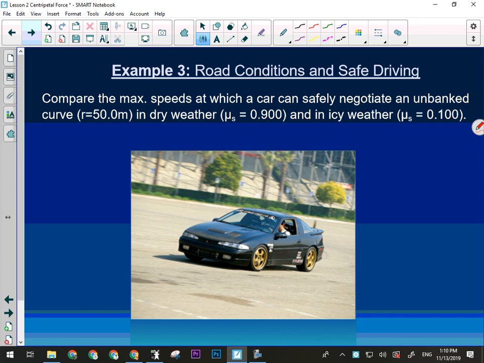We just said that to go around an unbanked corner, centripetal force is being provided by friction. The formula for centripetal force is mv squared over r. The formula for the force of friction is mu times the normal force. Since this is an unbanked corner, that means it's level. The normal force is equal to what force? Gravity.